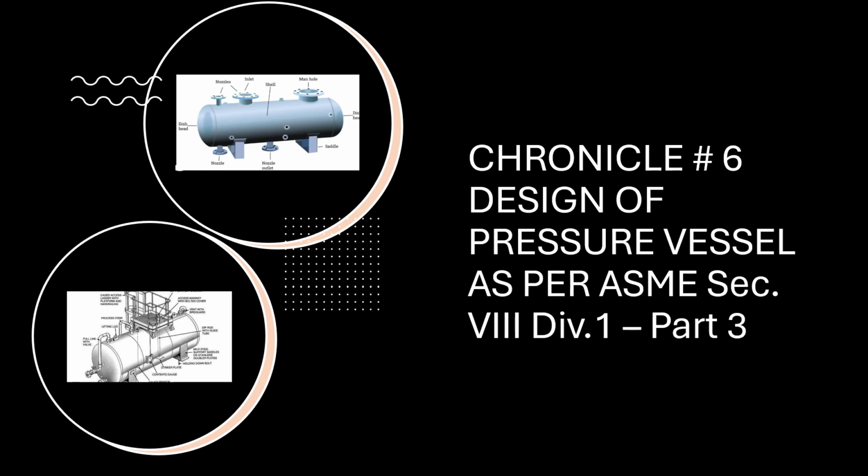Today's video is a continuation of the design of a pressure vessel as per ASME Section 8 Division 1. In today's video you will be learning the formulas for how to design a shell of a cylindrical shape, spherical shape, hemispherical, dished, spherical dished, elliptical dished, conical, and conical dished shells. So, what are the formulas and the criteria to use those formulas as per Section 8 Division 1, that we are going to see in today's video.